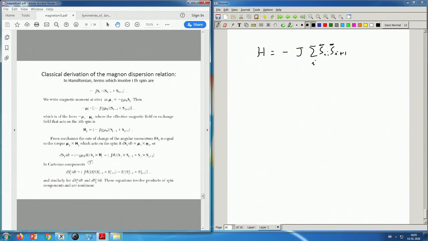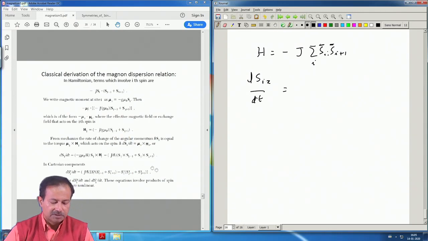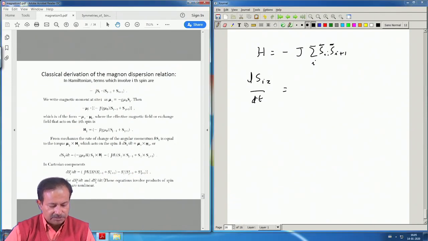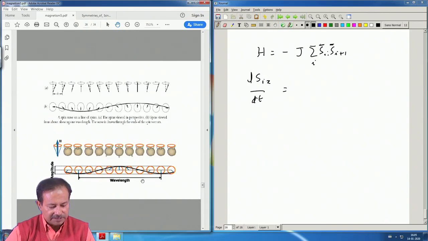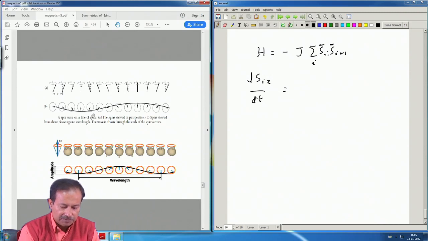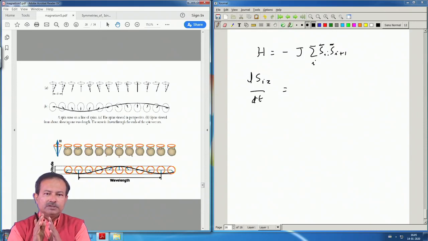Divide it into Cartesian components. Write the equation of motion for dSx of i by dt equal to this result. It involves the y and z components because it is a cross product. Similarly, you can write it for Sy and Sz. Now, the assumption here is about the deviations from the z axis: in the ground state there were no x and y components, all z only.